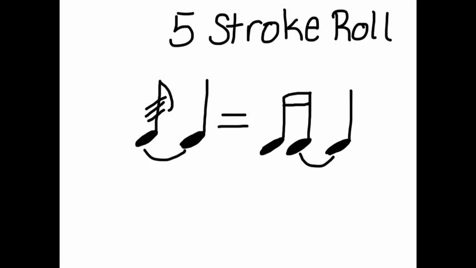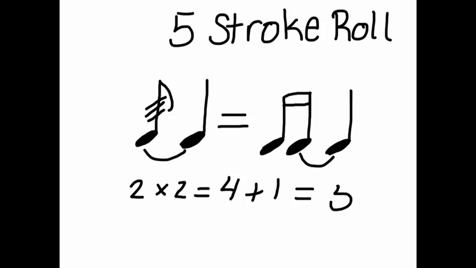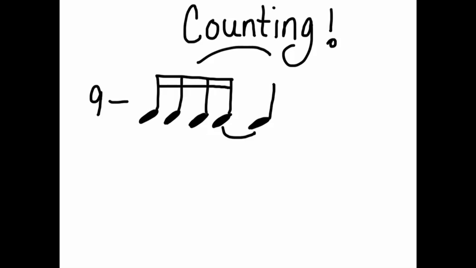Using our formula, let's figure out the name of the roll, even though we already know it. We count the number of 16th notes in the skeleton, 1, 2. We multiply that by 2, that equals 4, and then we add 1, that equals 5. So this is a 5-stroke roll. We'll need to be able to count these rolls as well.